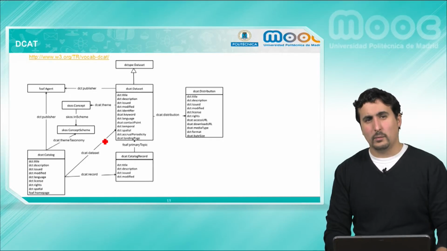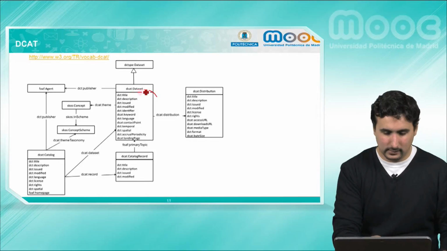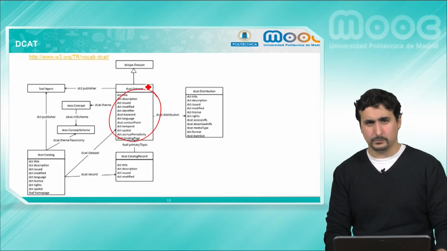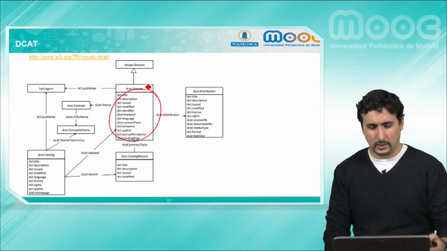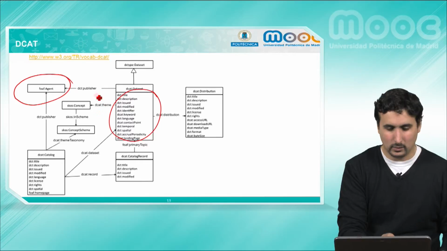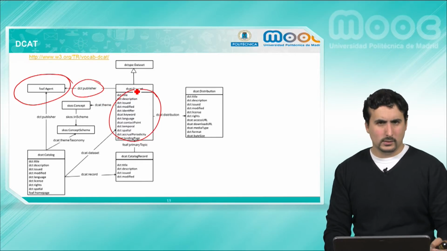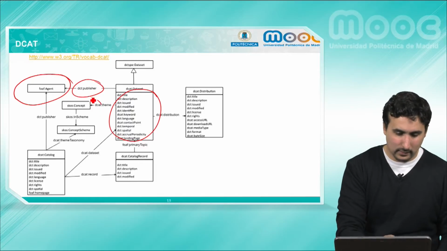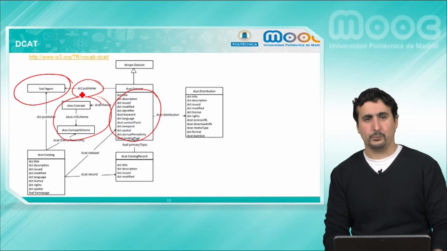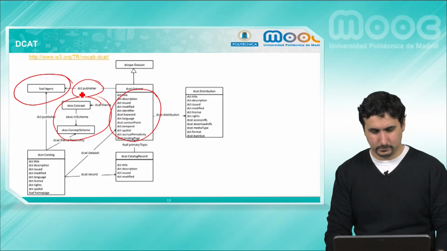Here we see an overview of DCAT. As we see, we have information about the dataset using mainly DC terms properties, as in the previous case, and about its publishers using FOAF agent. So who publishes this dataset? It also uses the SKOS vocabulary, as we see here, to specify the definition of concepts.